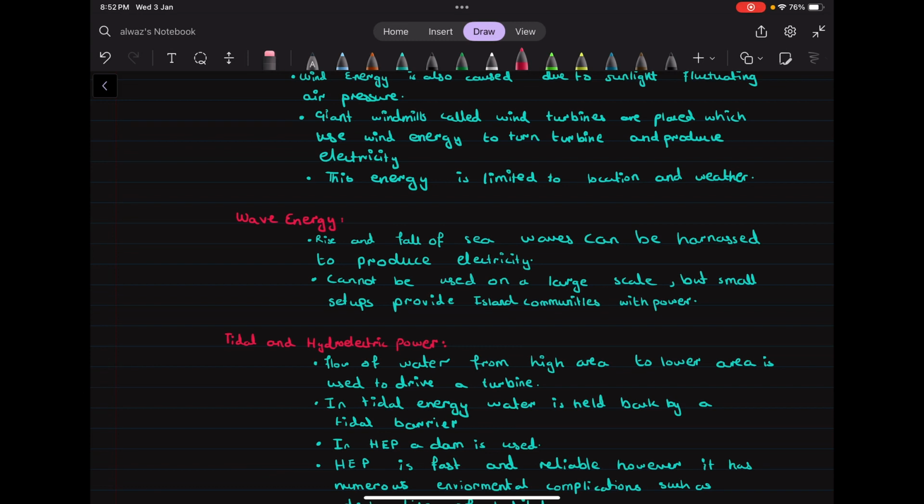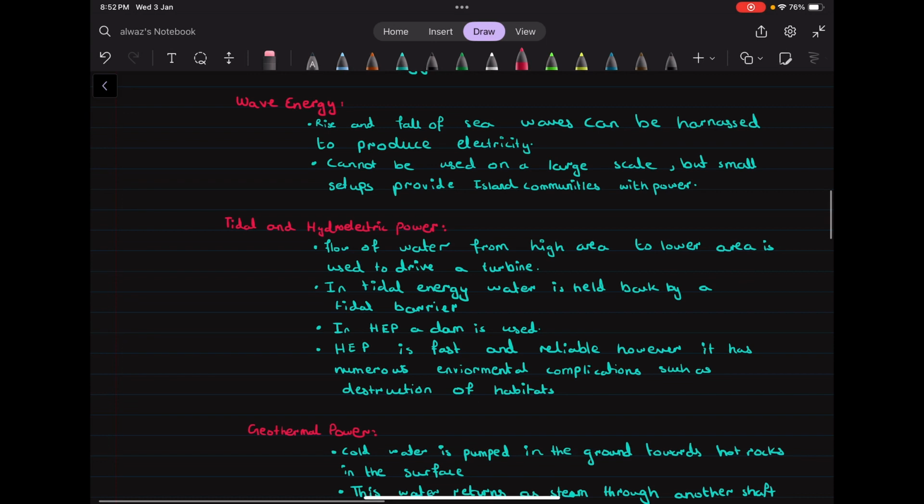Tidal and hydroelectric power are very popular non-renewable energy sources. These are the energy sources which we harness due to the flow of water from a high area to a lower area, and this is used to drive a turbine. In tidal energy, water is held back by a tidal barrier. In a hydroelectric power dam, we use the dams and barrage and setup.